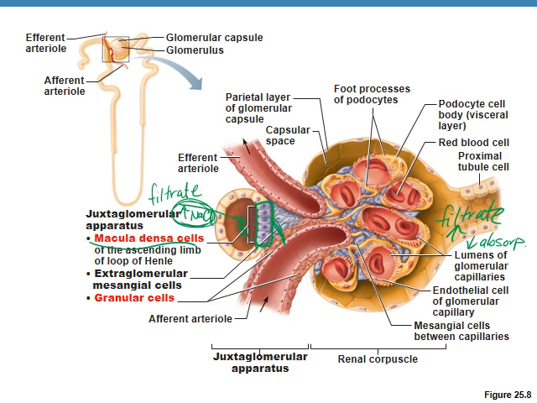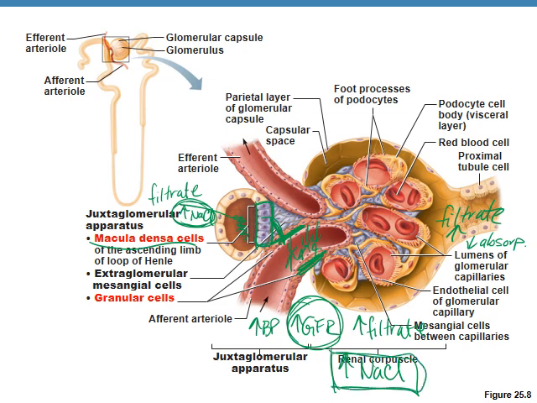So the macula densa cells can talk to the granular cells and tell them do constriction. Basically, they're saying the blood pressure is too high, the glomerular filtration rate is too high, my filtrate flow is too high, my sodium chloride is too high, I'm not doing absorption efficiently. So that triggers the granular cells to cause vasoconstriction of the afferent arteriole, to slow down the blood flow, to slow down the glomerular filtration rate so that the reabsorption of the sodium has enough time to actually take place.